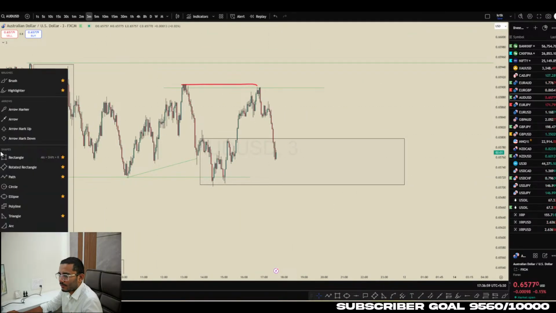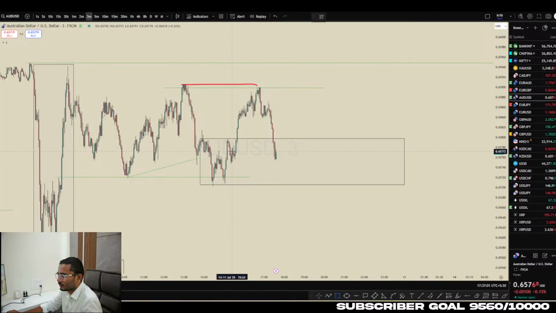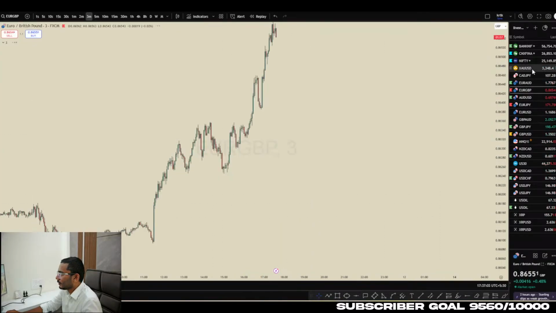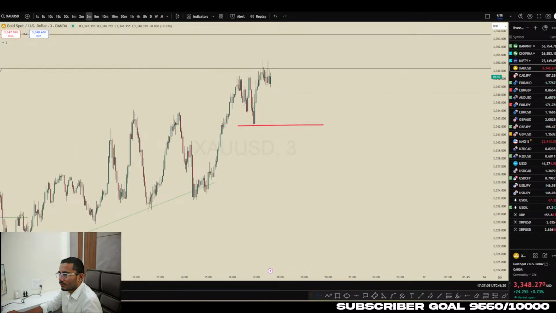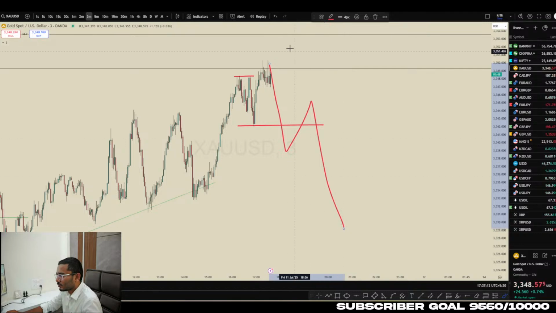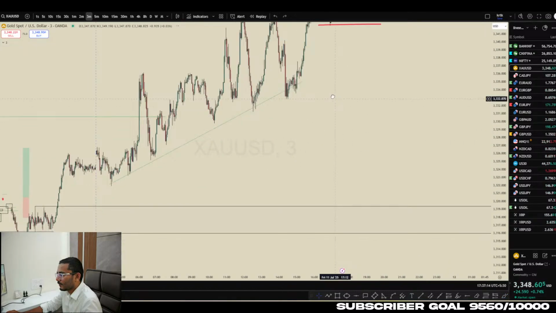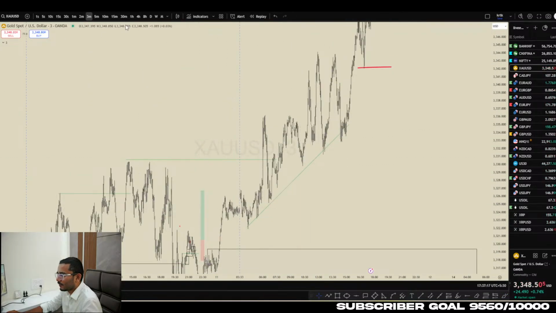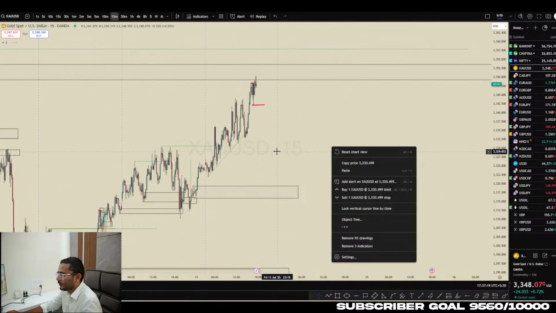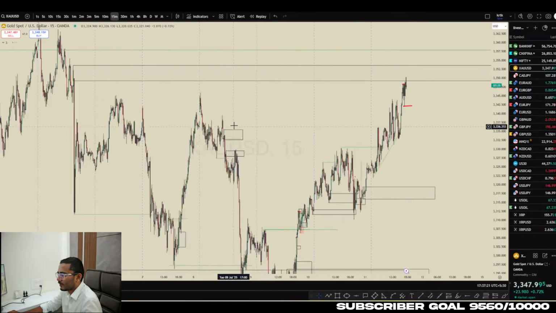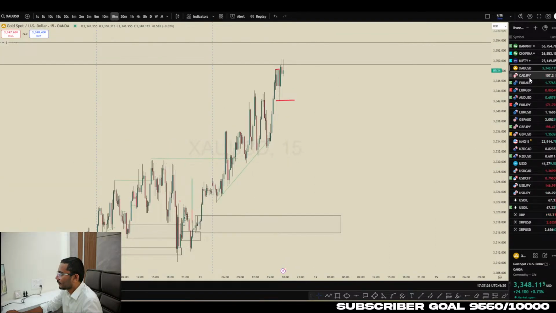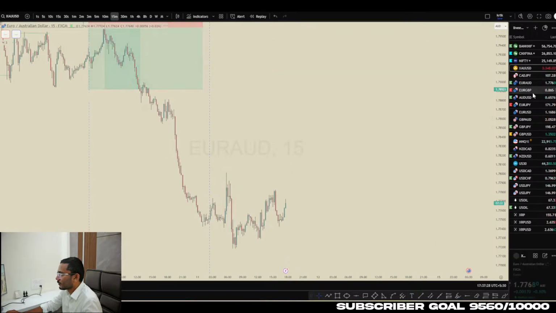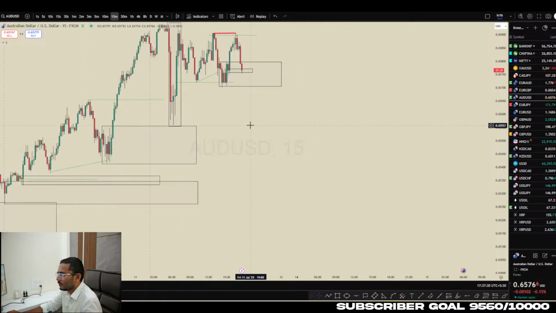So price has tapped this order block. Let's see. And on gold, price has created this equal high. I want price to break this previous low so we can look for sell side. And this is the buy side order block where I'm looking for buy. So the session has started. So in this session, we can expect a move to the downside.